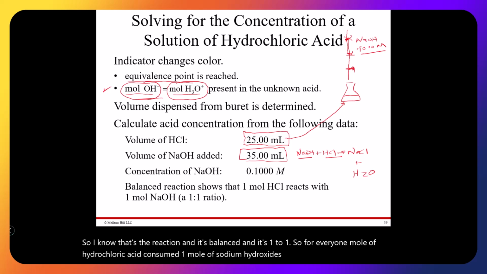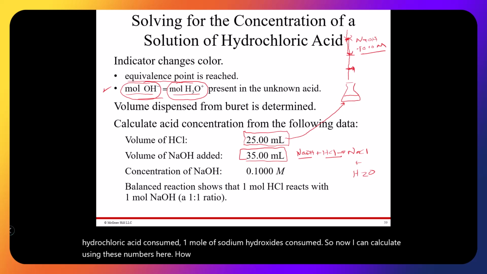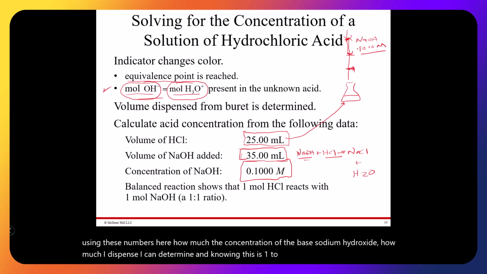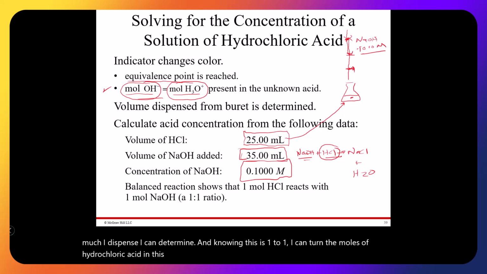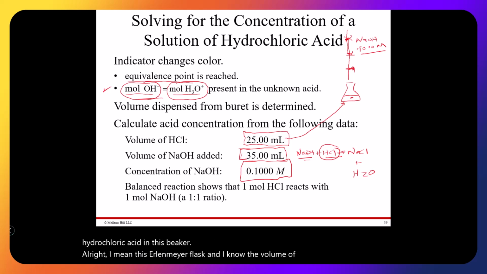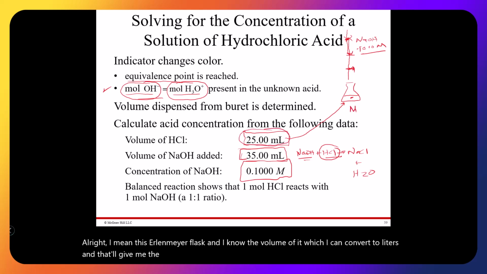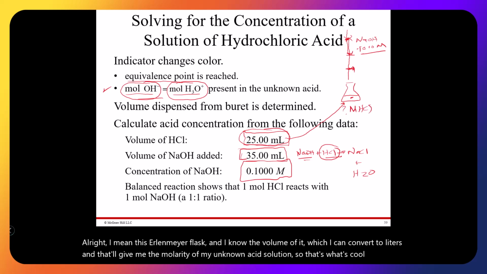So now I can calculate, using these numbers here, the concentration of the base, sodium hydroxide, and how much I dispensed. Knowing this is 1 to 1, I can determine the moles of hydrochloric acid in this Erlenmeyer flask, and I know the volume of it, which I can convert to liters, and that'll give me the molarity of my unknown acid solution. So that's what's cool about doing titrations.